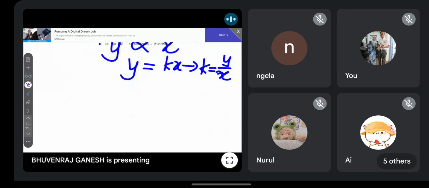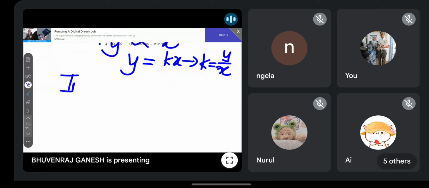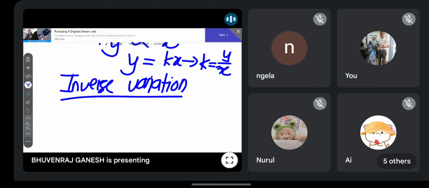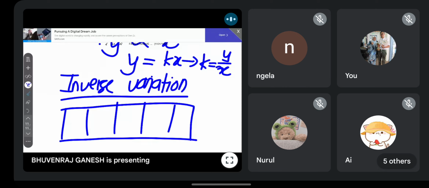Okay? So now, let's say saya ubah situasi kepada ubahan songsang. I show you all lah. I give a different example, inverse variation. So let's say I got XY again. XY. Okay, and then let's say got something like this.